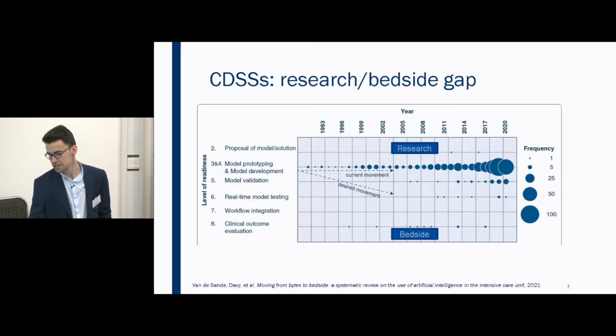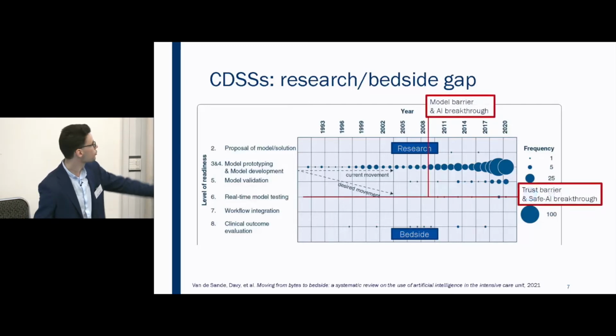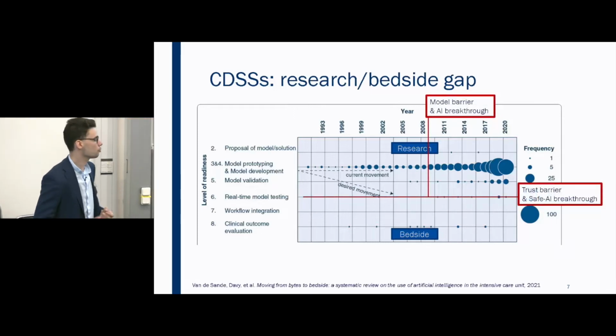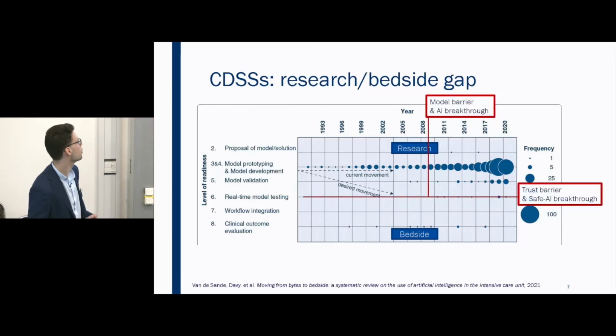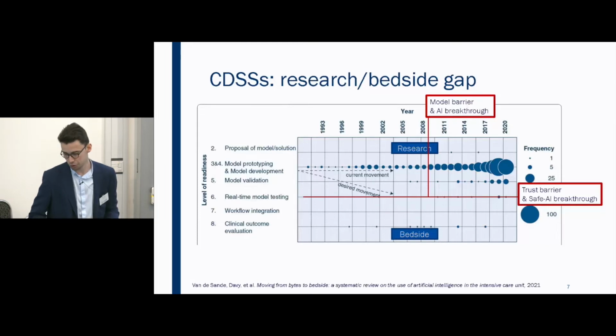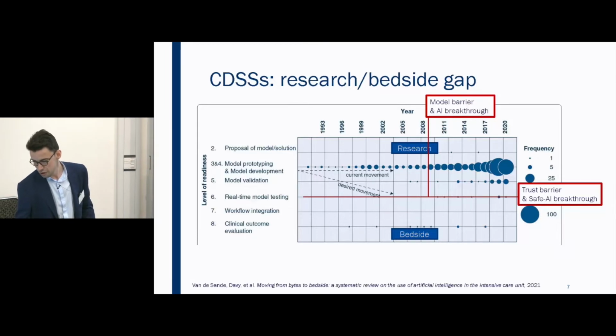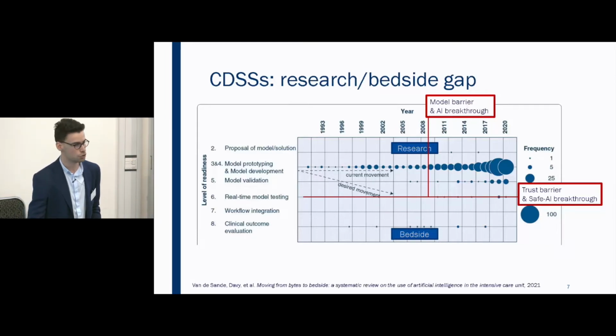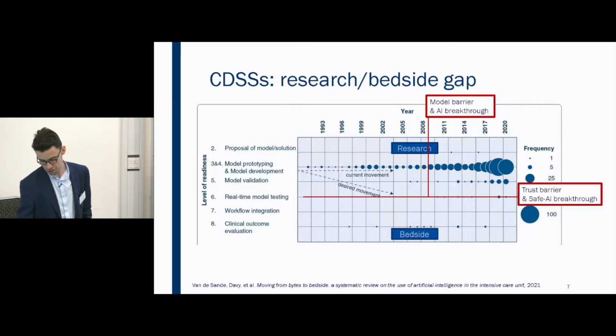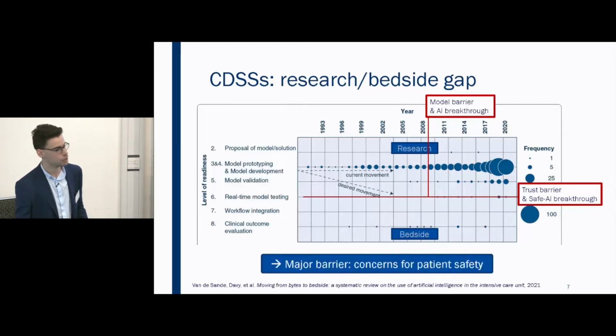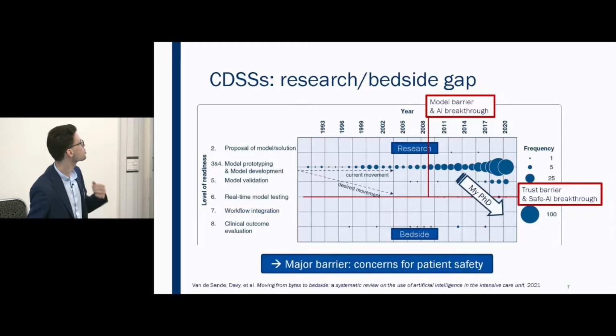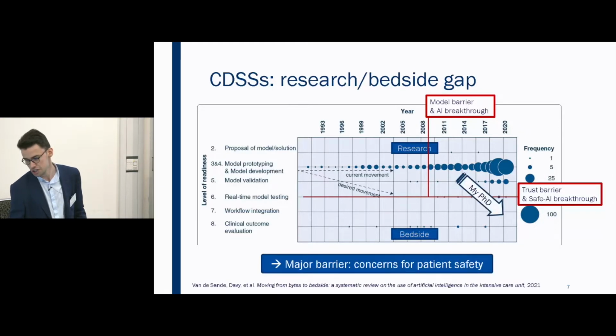And what you can see is that we have had 2 barriers. The first one is a modeling barrier, where advances in AI around 2010 have allowed researchers to build better and better models. But the second one is bringing all those fantastic research works to the bedside. And this is not done these days, in particular because of concerns for patient safety. And this is where my PhD project and today's presentation fits in.